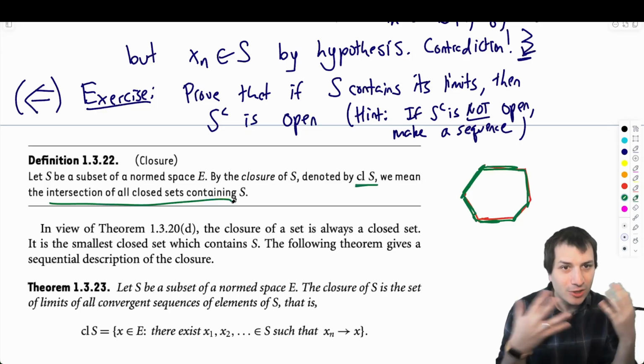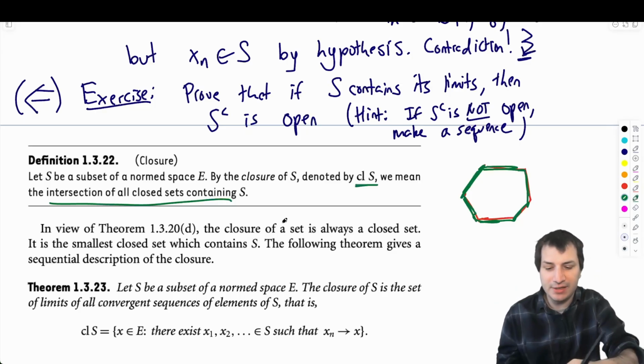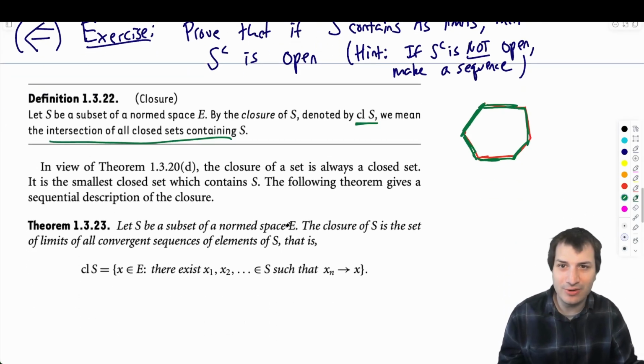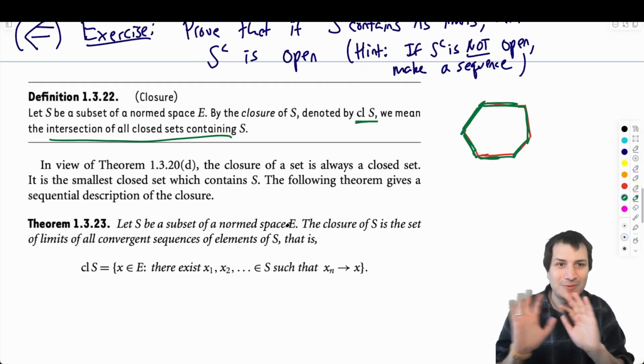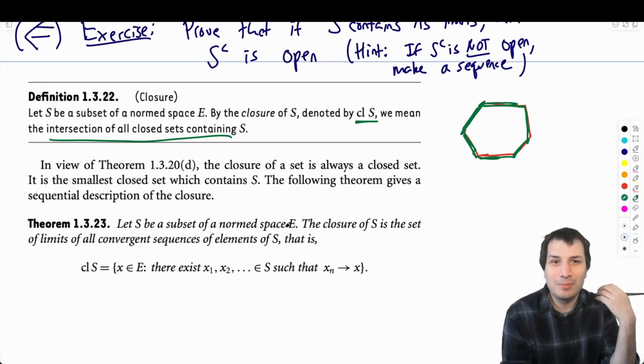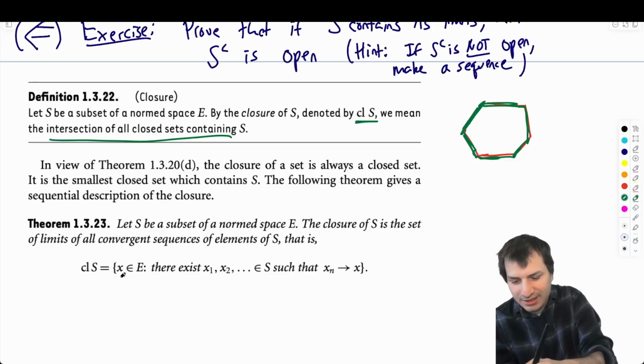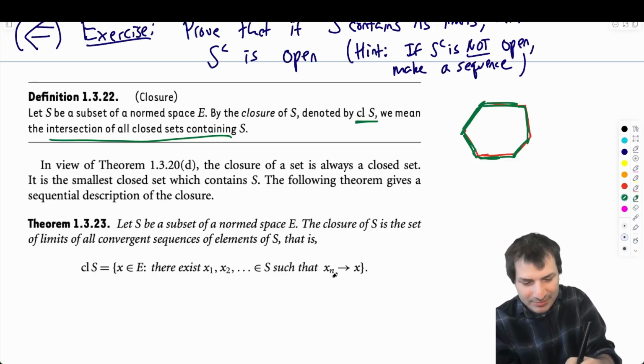And of course, it is a closed set itself because the intersection of any number of closed sets is always a closed set. And here's another exercise from the textbook. This one, they don't even give the proof in the textbook. Prove that the closure is the same thing as adding in all the limits of X.